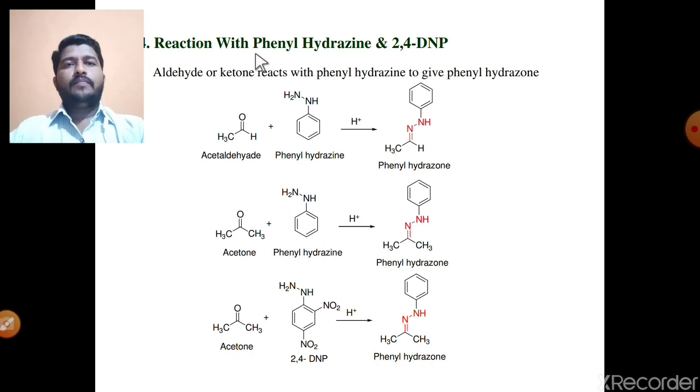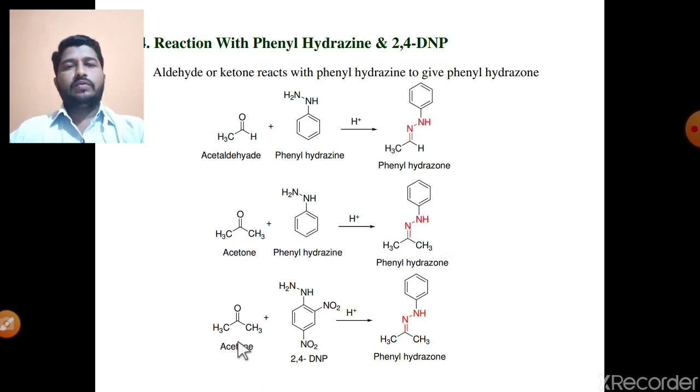When a carbonyl compound reacts with phenyl hydrazine, it gives a hydrazone derivative. See, the aldehyde molecule, the acetaldehyde molecule, in presence of this phenyl hydrazine moiety and an acid catalyst gives a phenyl hydrazone derivative. The same ketone molecule in presence of this phenyl hydrazine and an acid catalyst gives a phenyl hydrazone derivative.